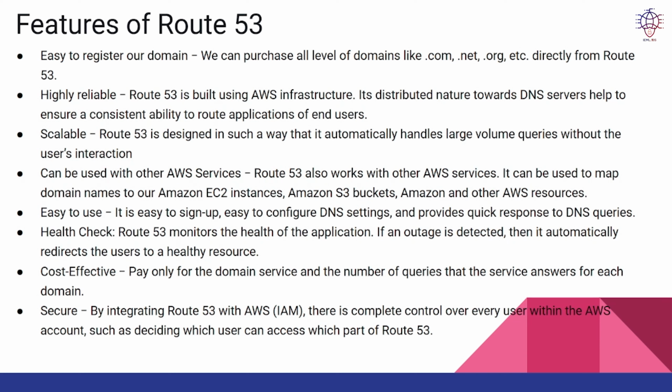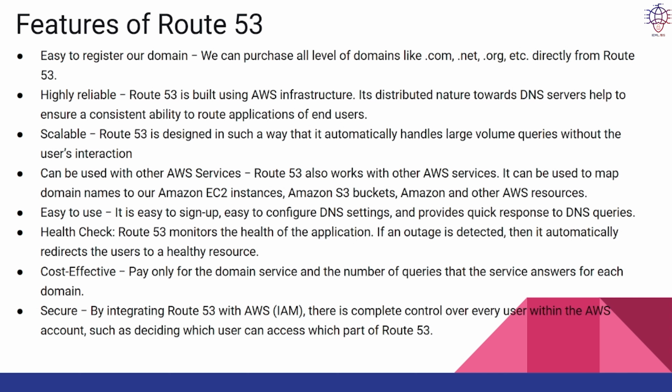The third feature is scalable. Route 53 is designed in such a way that it automatically handles large volumes of queries without the user's interaction. The next one is that it can be used with other AWS services. It can be used to map domain names to our Amazon EC2 instances, Amazon S3 buckets, and other Amazon services. Next is health check. Route 53 monitors the health of the application. If an outage is detected, it automatically redirects the user to a healthy resource.